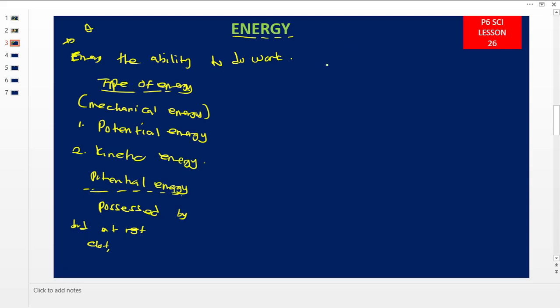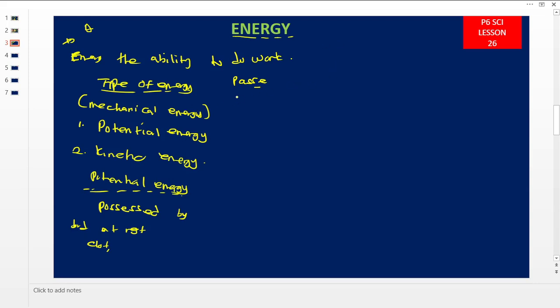Like when you're in a vehicle, the vehicle is moving, but you are not moving. So a passenger in a vehicle is possessing potential energy. A cup put on a table, a child seated listening to me, the teacher, so you are having what you call potential energy. Those are some examples of potential energy.